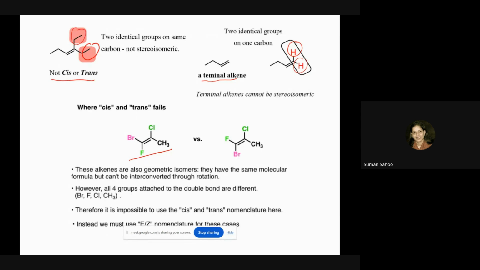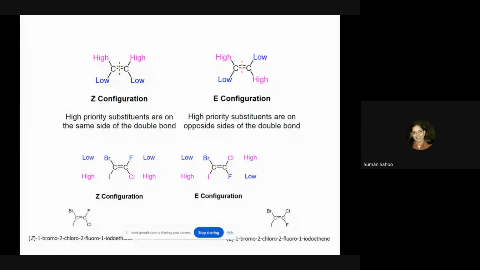So there is another kind of nomenclature that is known as the EZ nomenclature. In E and Z nomenclature, we just give the substituents some priorities. If the lower priorities are on the same side and higher priorities are on the same side, that is named as Z. And when the low priorities are on opposite sides, or the higher priorities are on opposite sides, that is known as the E configuration.